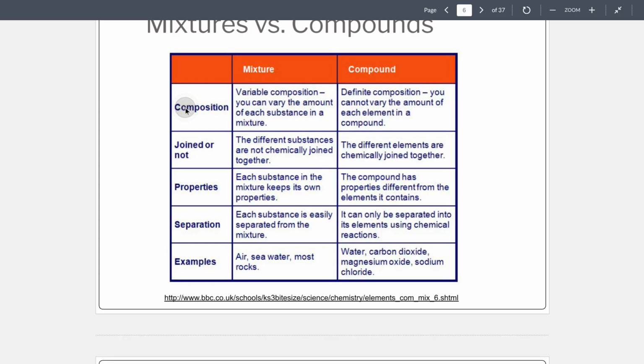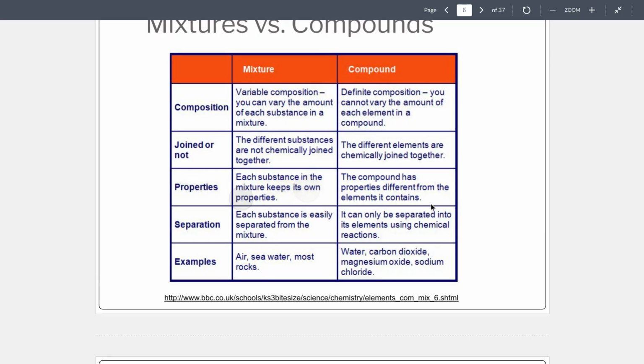You can just remind yourself, composition for mixture, it's variable. For compound, it's definite. Joined or not joined. Mixture is not chemically joined, and compound is chemically joined. You see what I mean? So break that down to really small phrases. And this would be a good thing to have on the back of your paper. Yes, you need to do it. Do not ask me, Miss Wilson, do I have to? You have to, yes.